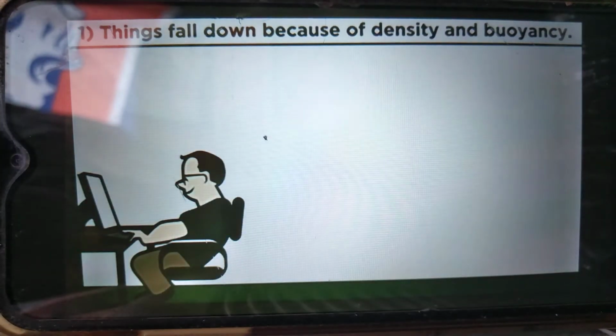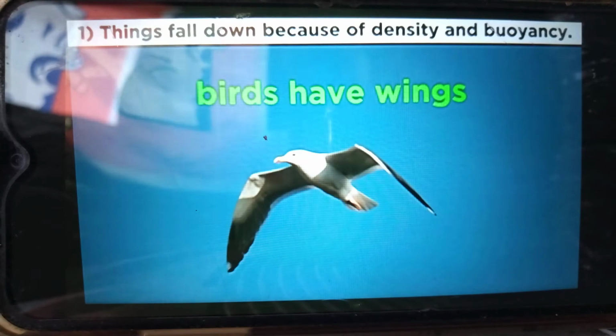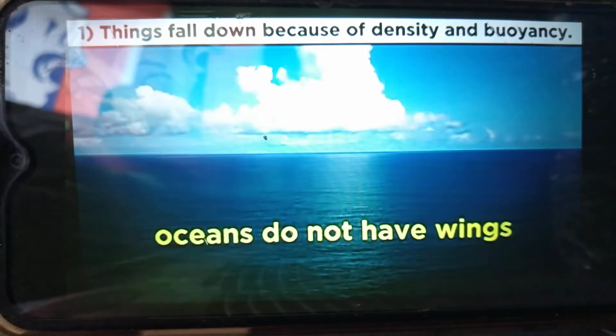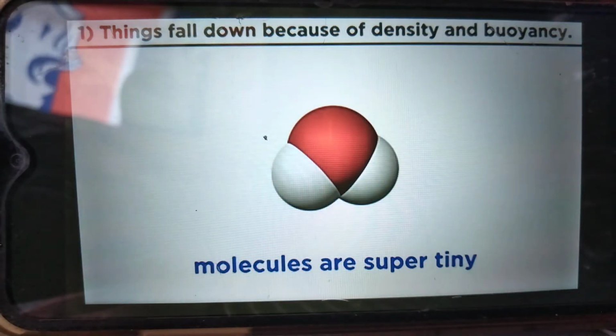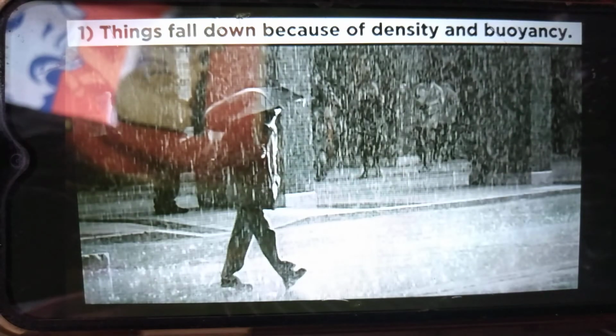Some of your more popular retorts to this include wondering how oceans stay on the Earth while birds and insects can fly. It's because birds and insects have wings. They flap them and generate an upward force. If that force exceeds the gravitational force, they go up. Oceans can't do this because oceans don't have wings. Individual water molecules can't evaporate and go up into the sky because they are so tiny. But when they get up to where it is colder and accumulate into clouds, they eventually condense back into liquid water. And guess what happens? They fall back down as rain. Hopefully you are familiar with rain.